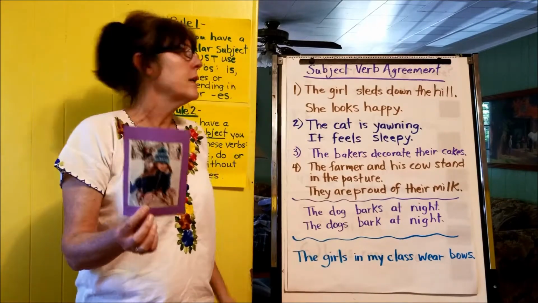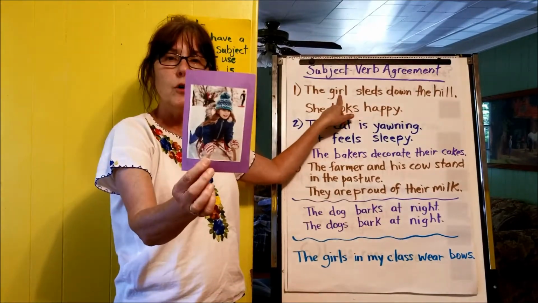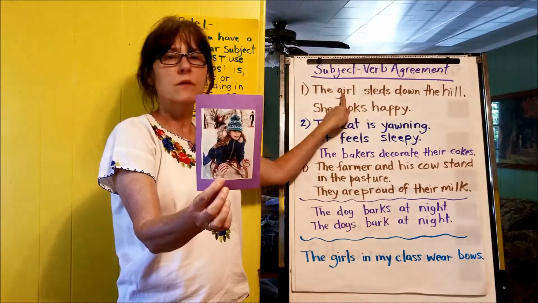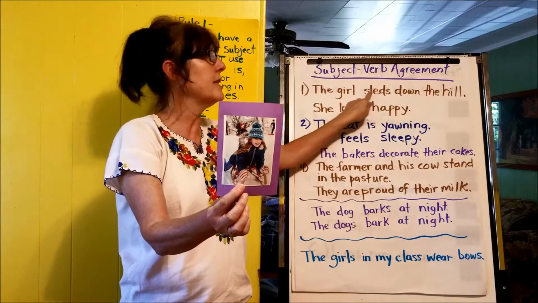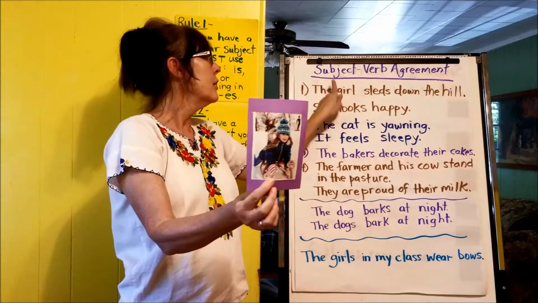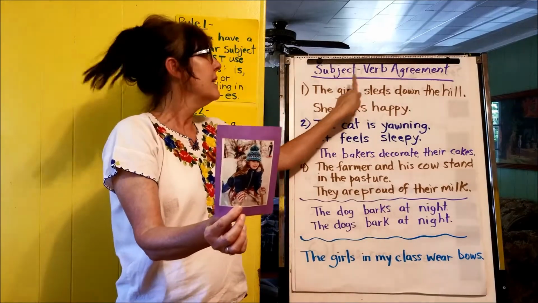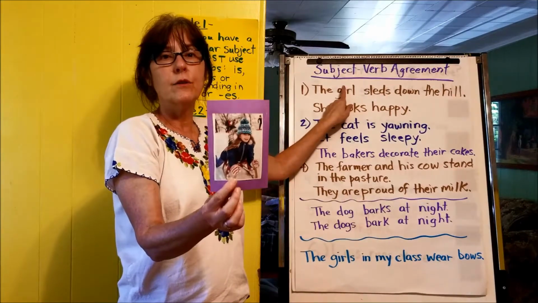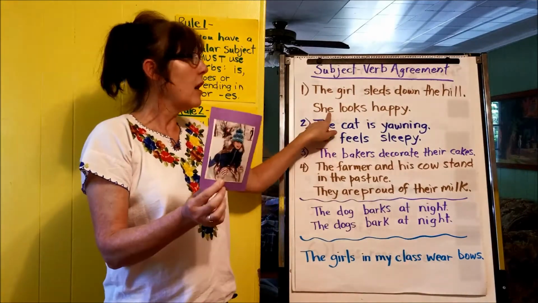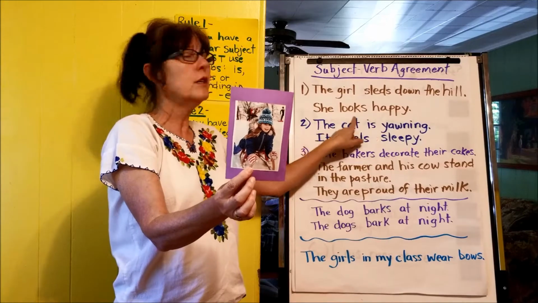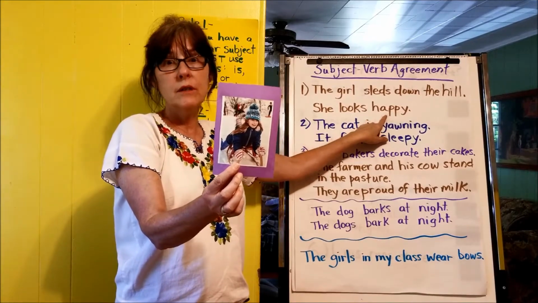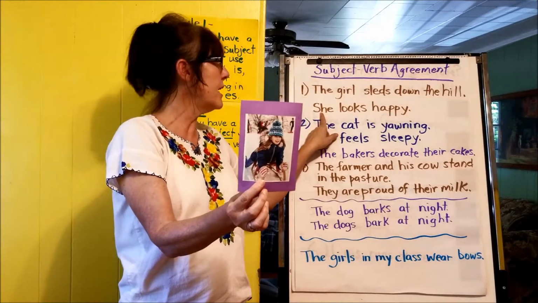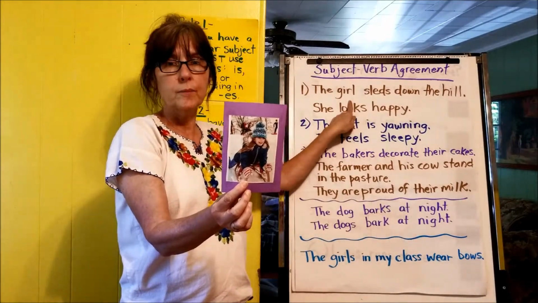When we look at this picture, we see that it's talking about a girl. How many girls? Just one. The girl is the one who is doing something. What is she doing? She's sledding, okay? Girl is the subject. Sleds is the verb. Since it's just one girl, it's a singular subject, okay? I can also say about this picture, she looks happy because the girl is she. Okay, it's still talking about one person. She is the subject, looks is the verb, right?